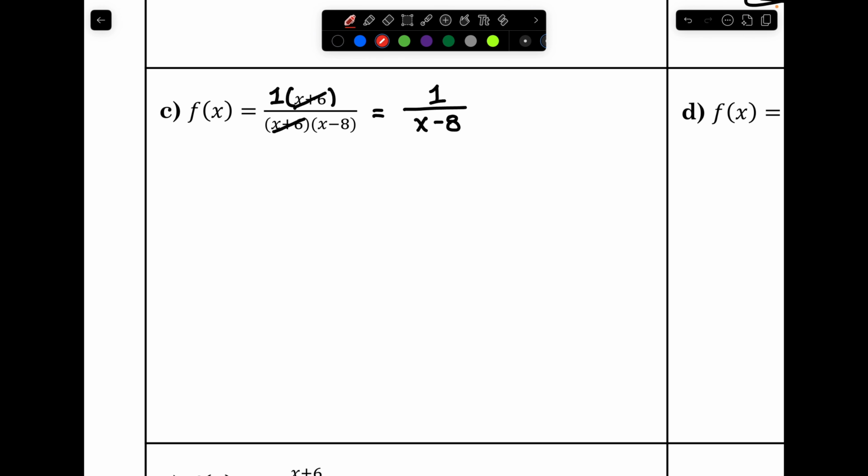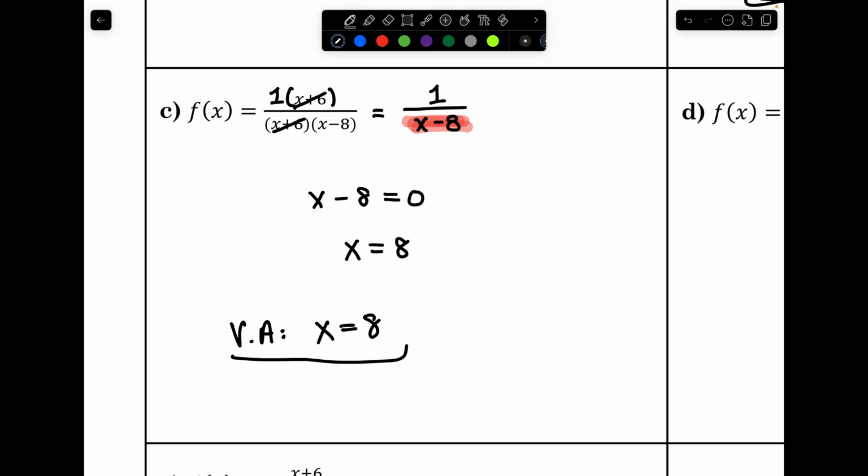And then with the simpler form of our rational function, we can now focus on the denominator of that simpler form and figure out the solution of what would make, in this case, x minus 8 equal 0, which would simply be positive 8. So here we only have one vertical asymptote at the location of x equals 8. And if I was to graph this, I would see exactly that. Something else is going on at the x plus 6.